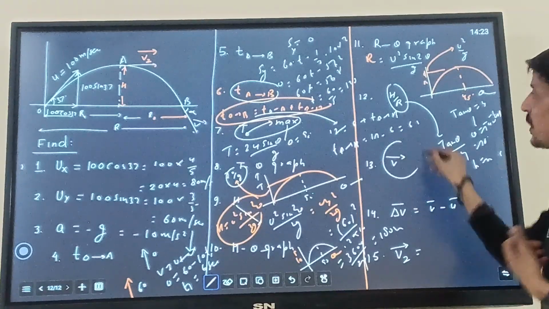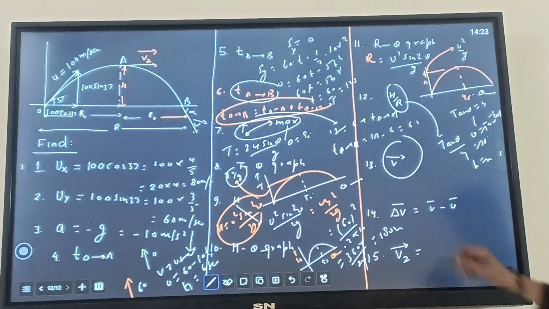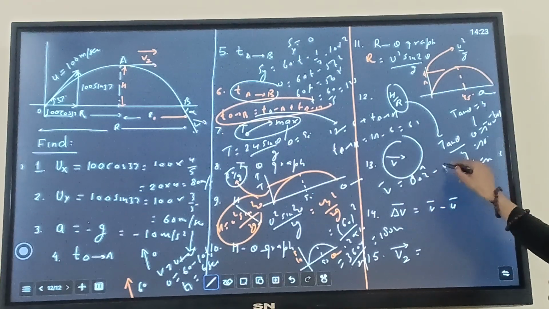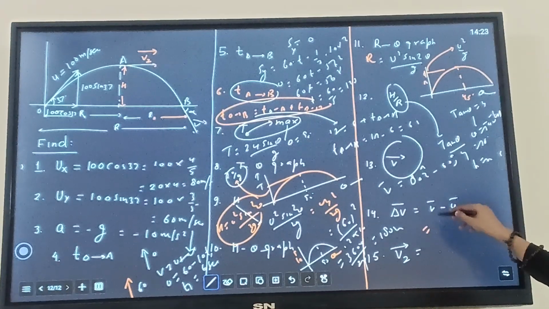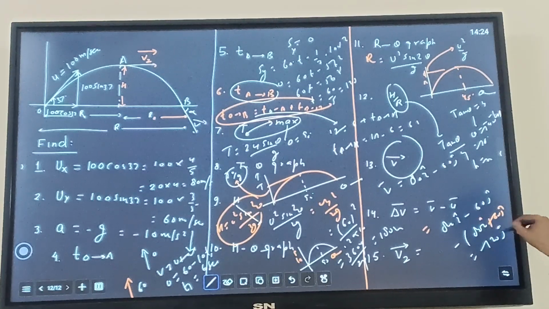Then as we need to find the final velocity, we know that the vertical component reverses itself. So we can say that the horizontal velocity is constant, 80i, and the vertical reverses to minus 60. Now we are in the second last question, change in velocity. So we calculate the final velocity, that will be 80i minus 60j, minus the initial velocity, which will be 80i plus 60j. So if we calculate it, that will be minus 120j.